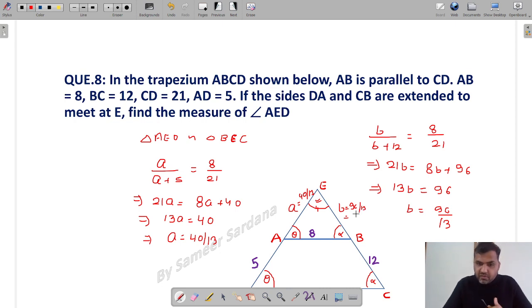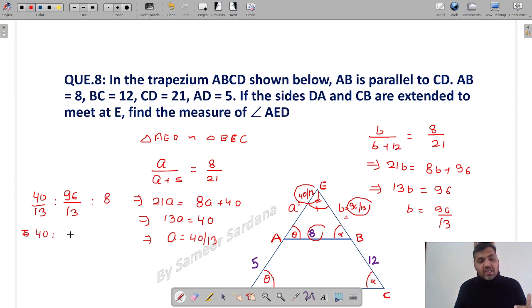Now what we are supposed to find is the value of angle AED. If I want to find the value of angle AED, try to see the relationship between all three sides of a triangle, guys, right? The three sides of the triangle are 40 by 13, the second side is given to us as 96 by 13, and the third side is given to us as 8. Can I multiply the whole ratio by 13? So the ratio finally becomes 40, 96, 104, right?